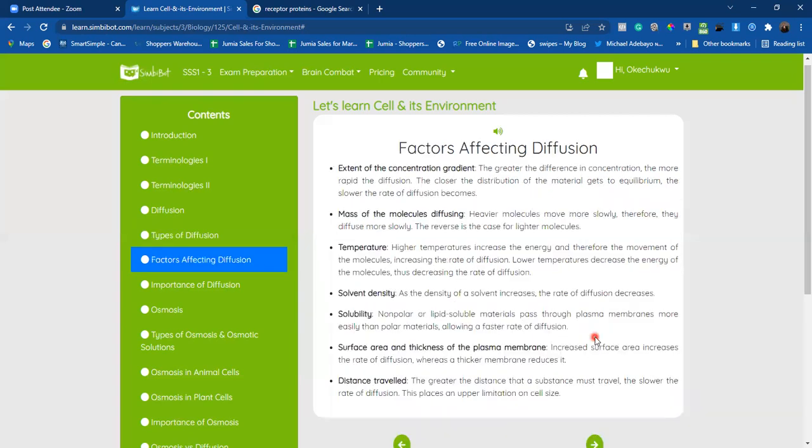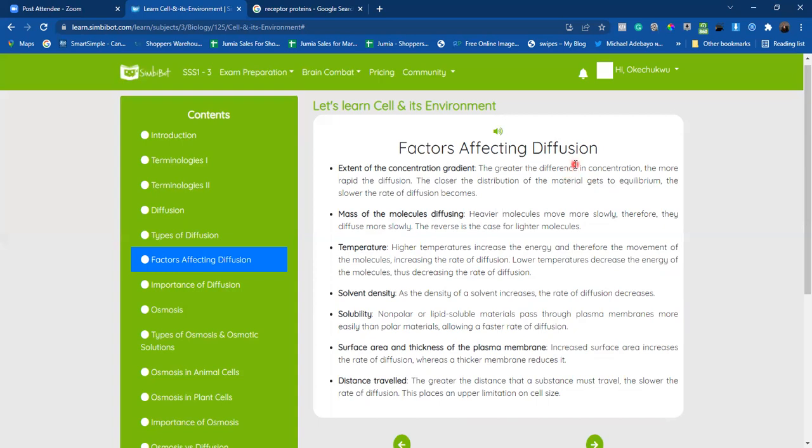Now let's look at factors affecting diffusion. Number 1, extent of the concentration gradient. The greater the difference in concentration, the more rapid the diffusion. The closer the distribution of the material gets to equilibrium, the slower the rate of diffusion.